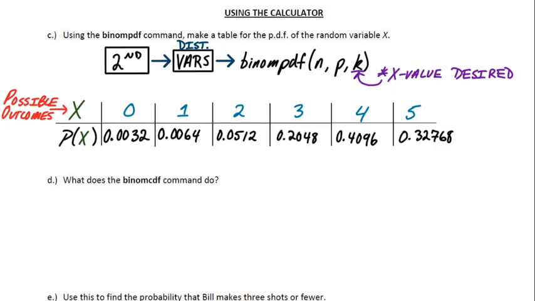Also, I hope that it makes sense to you that 4 had the highest probability. I mean, at the end of the day, Bill's an 80% free throw shooter, and making 4 out of 5 would be 80%. So 4 was his highest category. His lowest was going 0 for 5.